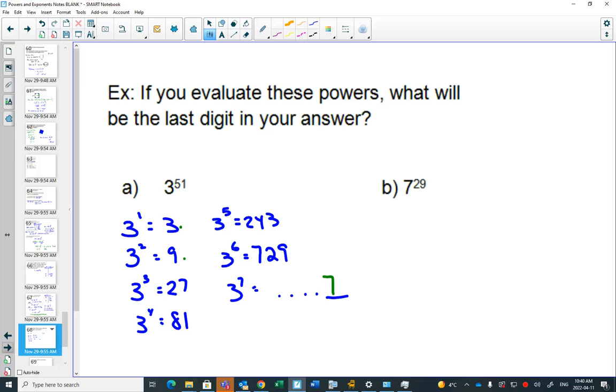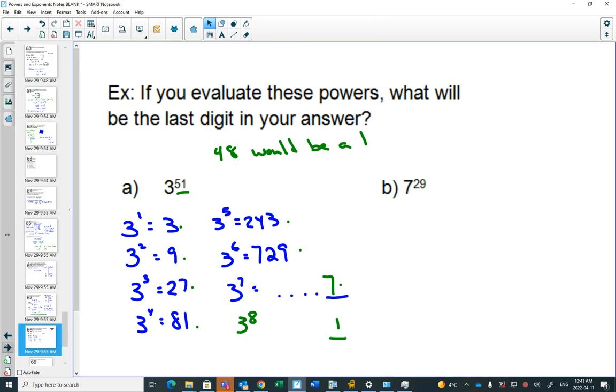It goes 3, 9, 7, 1. So the next one's going to be a 3. The question is, where in the pattern will you be when you get to 51? That's your last digit. 48 would be a 1. How do you know 48 is going to be a 1?